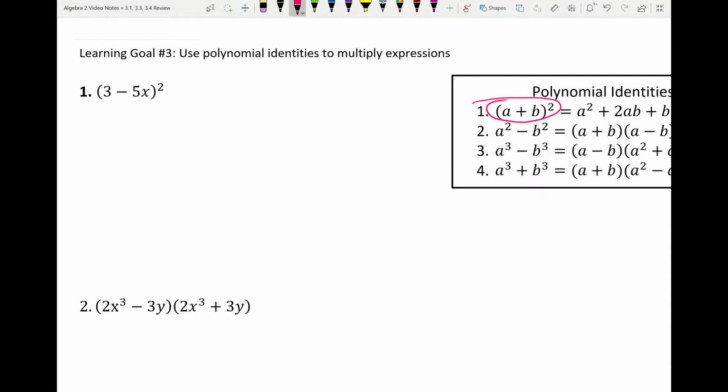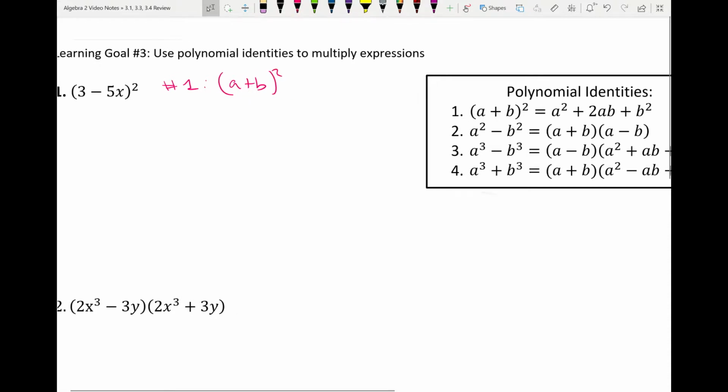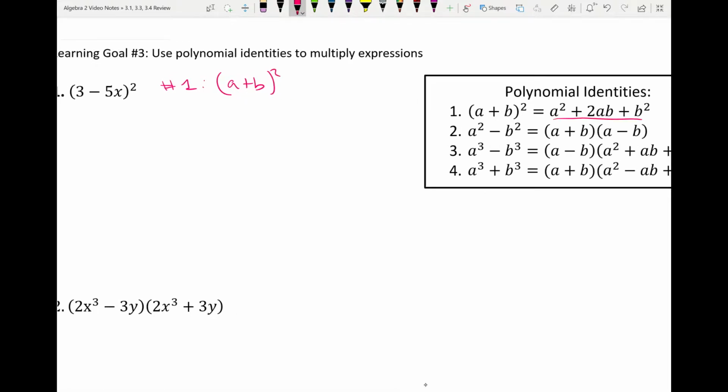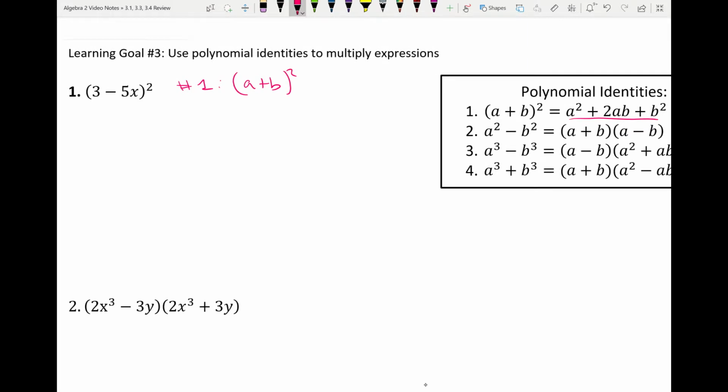Because you have two terms inside, a and b, and you have a parentheses, and then you have it squared. So this matches up with identity number 1. So we're going to be using number 1 here, a plus b squared. Then we're going to be looking at the right-hand side here. So let's identify a and b here. a is clearly going to be 3, and b is going to be -5x. We include the negative because the formula doesn't have a negative in it, so this is why we include the negative for the b.